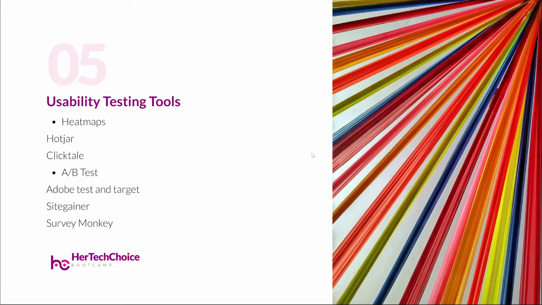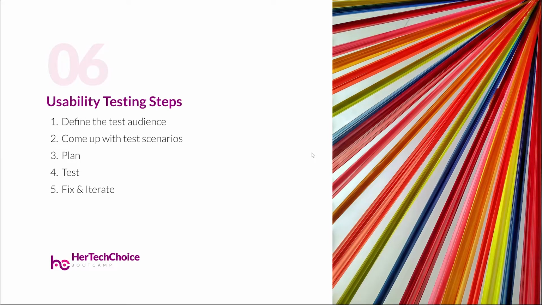Usability testing tools. For heat maps, we use tools like Hotjar and Crazy Egg, and for A/B testing, we use Adobe Test and Target, SurveyMonkey, and SiteGainer. Now we move to usability testing steps.